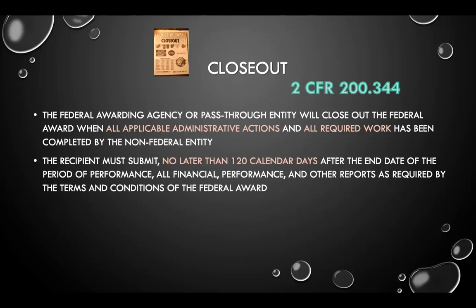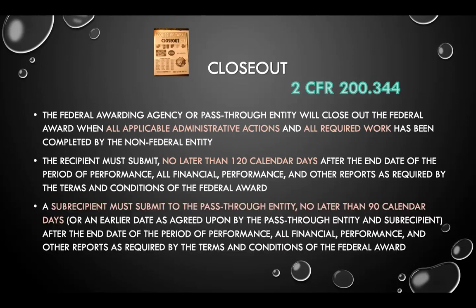The recipient must submit, no later than 120 calendar days after the end date of the period of performance, all financial, performance, and other reports as required by the terms and conditions of the federal award. A subrecipient must submit to the pass-through entity, no later than 90 calendar days or an earlier date as agreed upon by the pass-through entity and subrecipient after the end date of the period of performance, all financial, performance, and other reports as required by the terms and conditions of the federal award.